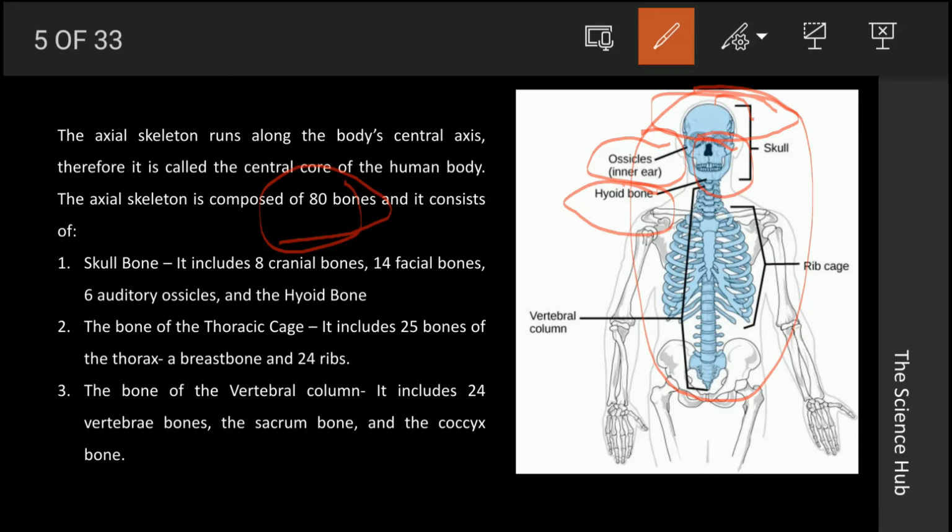Second one, the bone of the thoracic cage. It includes 25 bones of the thorax, that is the breastbone, and 24 ribs. Here we can see a tie-shaped bone, that is the sternum or the breastbone, and the others are the ribs. Third one, the bone of the vertebral column. It includes 24 vertebral bones, the sacrum bone and the coccyx bone.